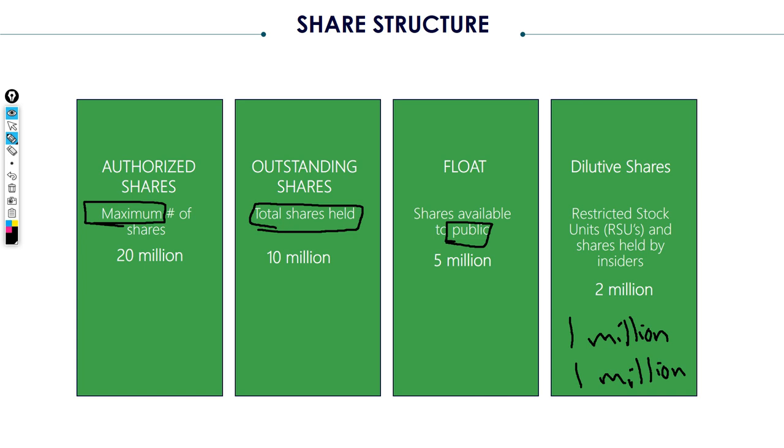But bottom line, insiders hold 1 million shares, restricted stock units of 1 million, right? That would equate to 2 million dilutive shares. Okay, so that's what could potentially dilute the pool here.